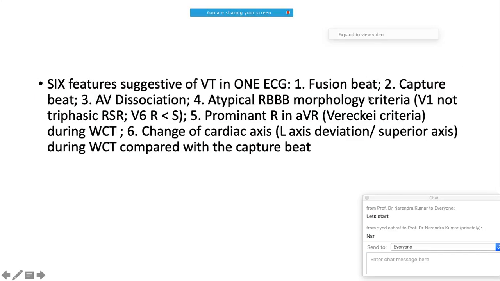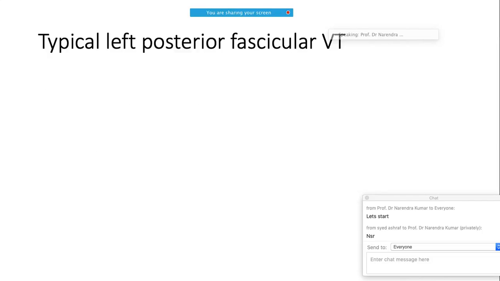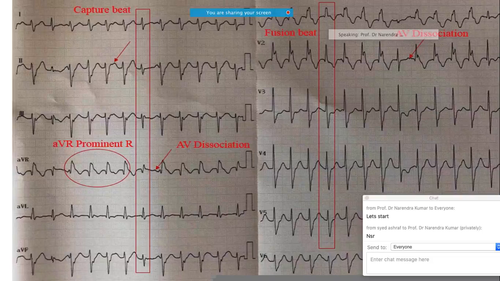So the other thing, as I was telling you, there are various features which this patient is having. As I already said, fusion beat is there, capture beat is there, AV dissociation is there, in fact. Okay, RBBB morphology is there. Prominent R in aVR is there as well. And yes, the cardiac axis keeps changing, in fact. So this is definitely a fascicular VT. So ventricular tachycardia with RBBB and left axis deviation. So this is more of a fascicular VT, posterior fascicular VT. And as I was telling you, the reasons, why do you call it that?